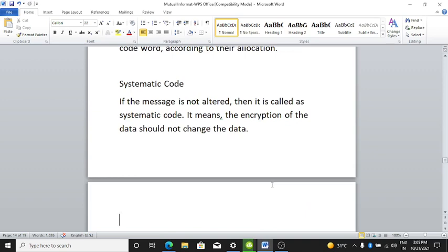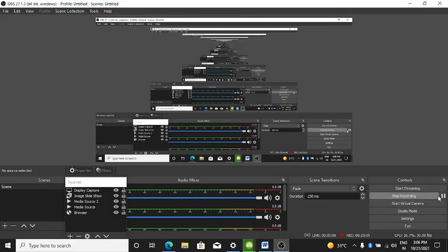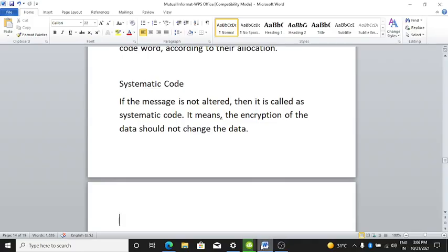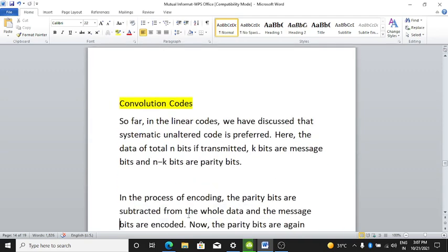Systematic code. If the message is not altered, then it is called a systematic code. It means the encryption of the data should not change the data. Okay. Convolution code is next.